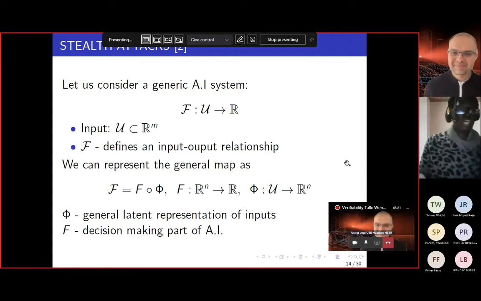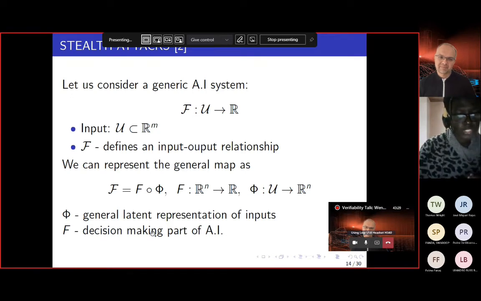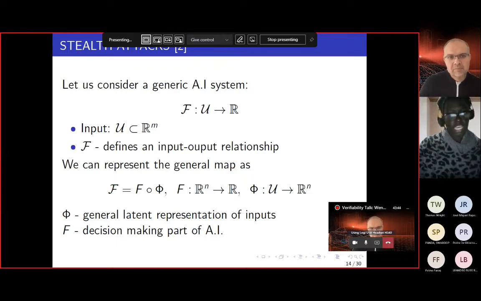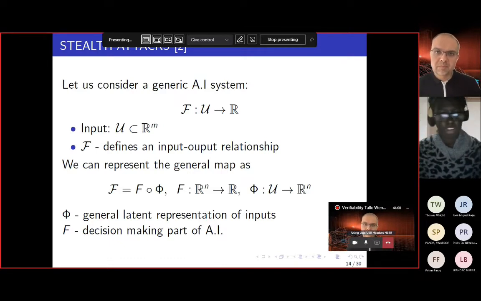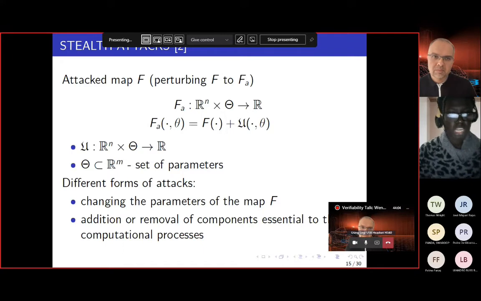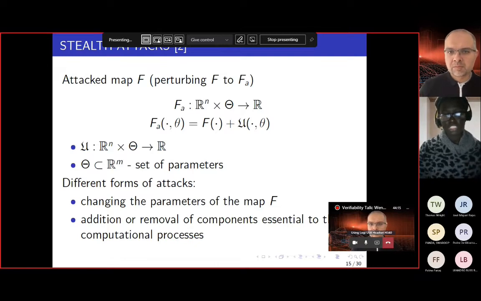Okay. So I was saying that for the map here, we can represent it as a composition of two maps: the decision-making part of the AI and the general latent representation of the inputs. By general latent representation of the inputs, I mean the outputs of the hidden layers. By the decision-making part of the AI, I mean the operations performed by the fully connected or softmax layers, which you find at the end of the network. This composition makes it easier to generate an attack on the map responsible for the decision-making part of the AI.